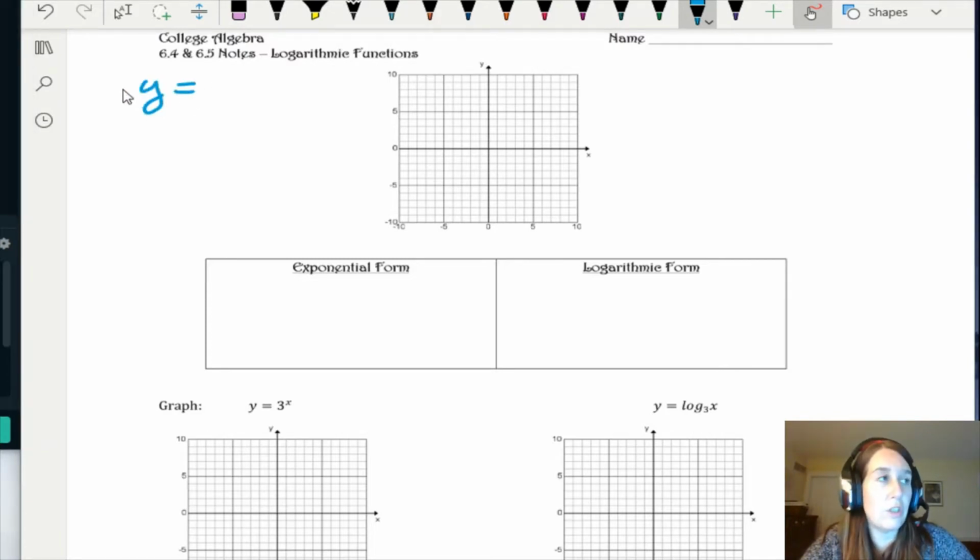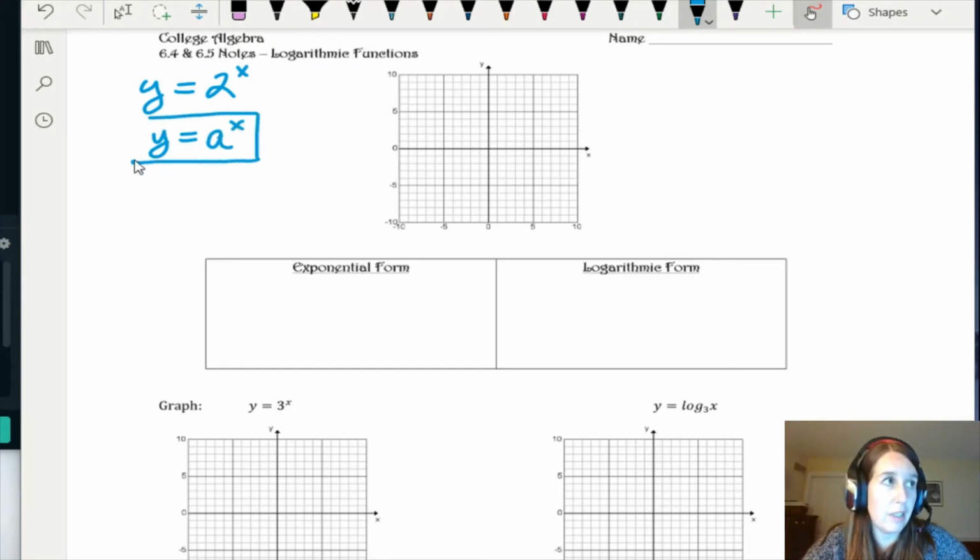exponential function. So if we have y equals 2 raised to the x power. That's a basic exponential function. 2 is the base here. So really, we would probably want to make it even more general and say y is equal to a to the x. And that's our basic exponential function, okay?